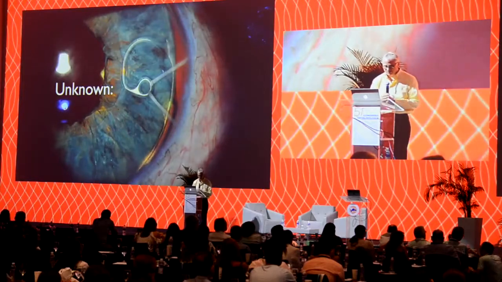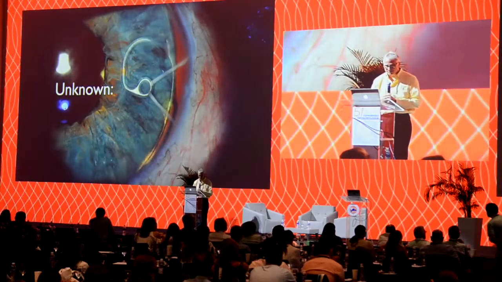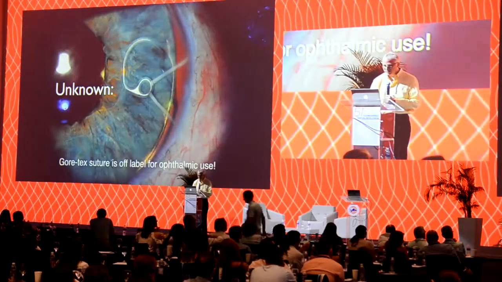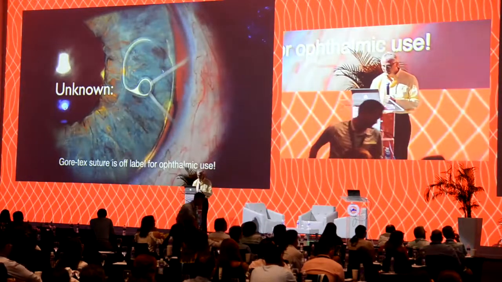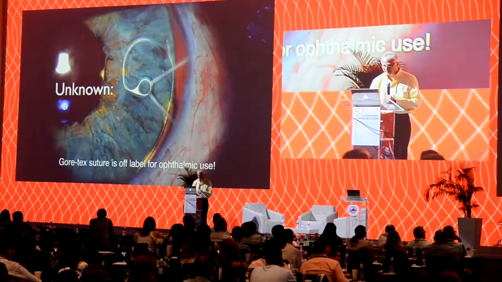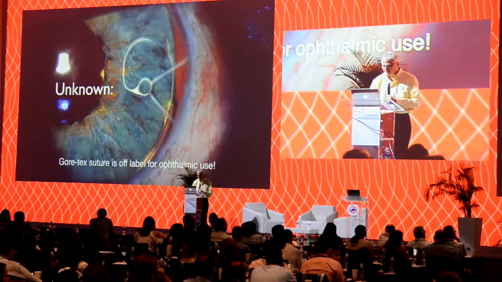Anybody want to guess what's going on here? This is a funny looking slide, isn't it? Odd. Turns out that this is a capsular tension ring, Cionni ring in the capsular bag. Here's the edge of the implant lens haptic. This is all artificial iris, all within the capsular bag.